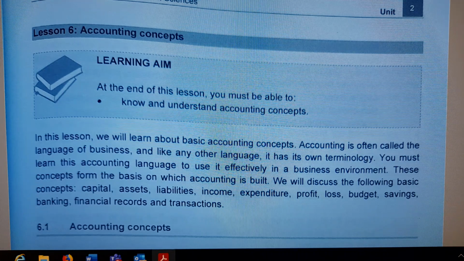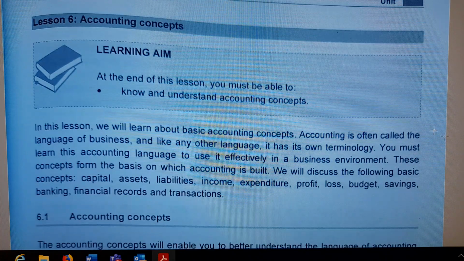Hello, and today we are looking at unit number 2, financial literacy, but we will be looking at section 6, that is page 41 of your textbook. Page 41 of your textbook, and as we have said that we are looking at financial literacy, the first thing that we have to know and understand is the accounting concept.